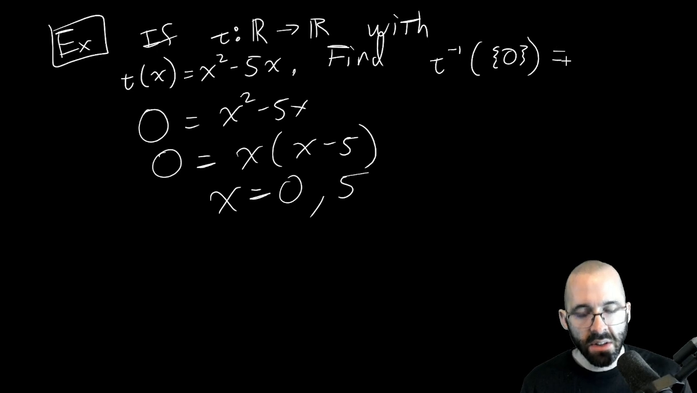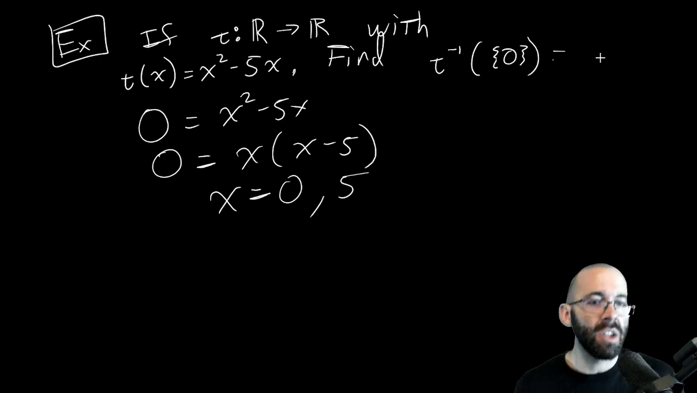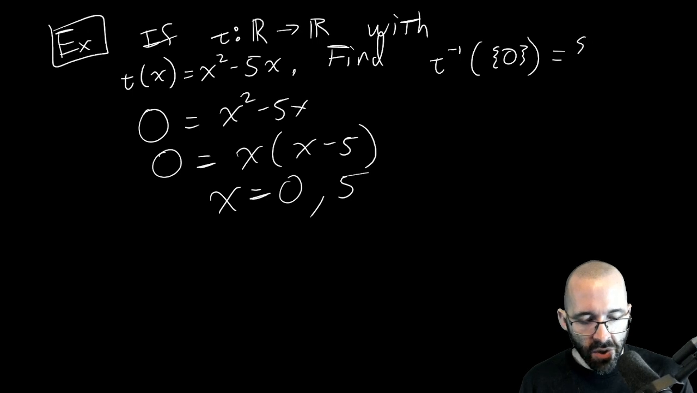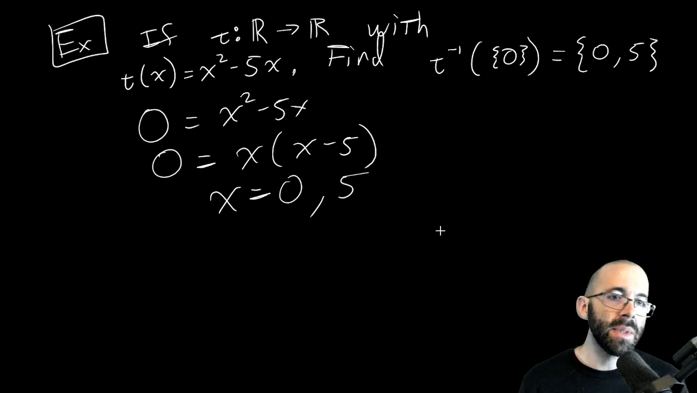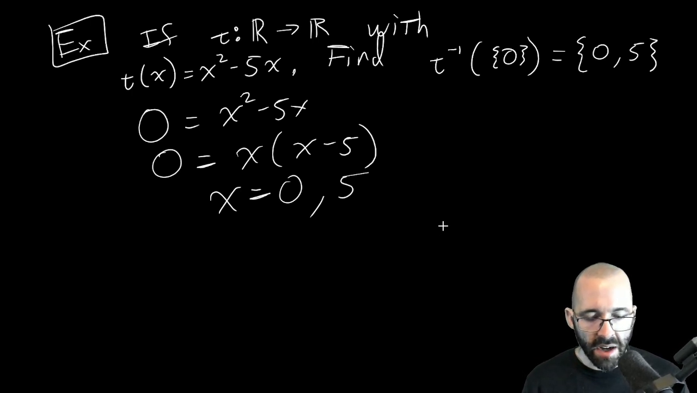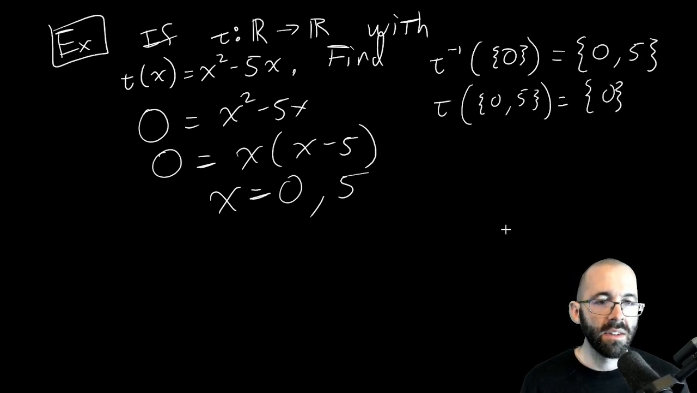So this preimage, be very careful, because our answer looks a little different than when you were in pre-calc. It's going to be the set containing 0 and 5. Okay, so the preimage of the set 0 equals the set with 0 and 5. And similarly, right, what is the image of the set containing 0 and 5? Well, that's 0.